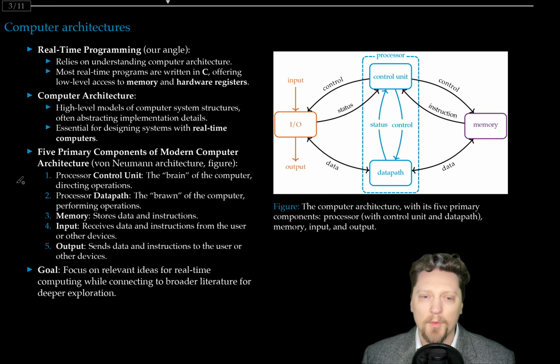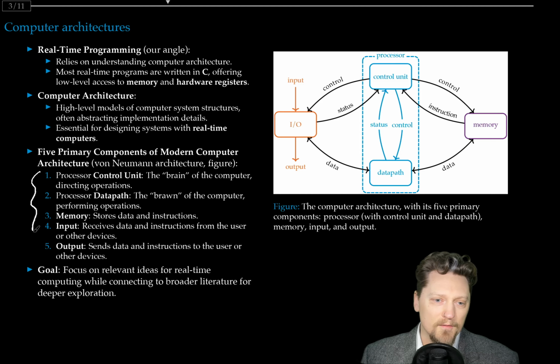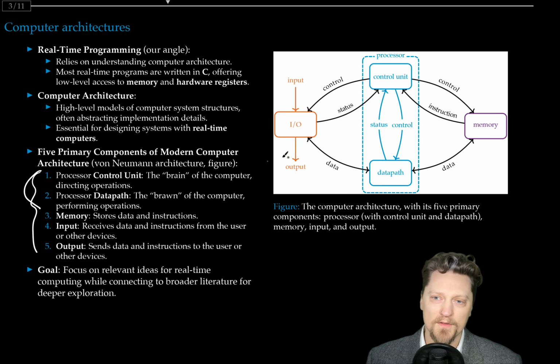So here are the 5 primary components of modern computers. This is called the von Neumann architecture. It's the most common type. The first 2 are aspects of the processor. So the processor control unit, the brain of the computer. Over in the figure, it's this one, the control unit. It directs the operations of the computer. The processor data path, the brawn of the computer, performs these operations and contains some of the hardware, as we'll discuss.